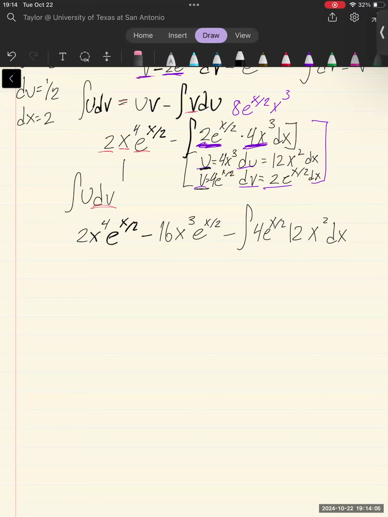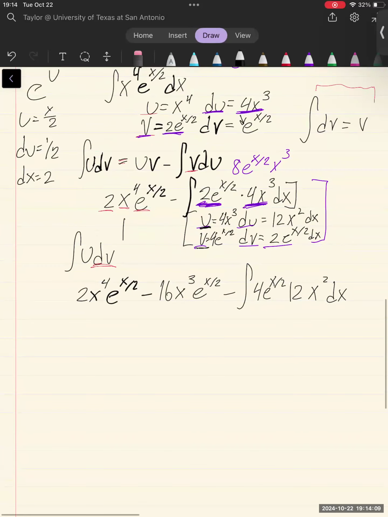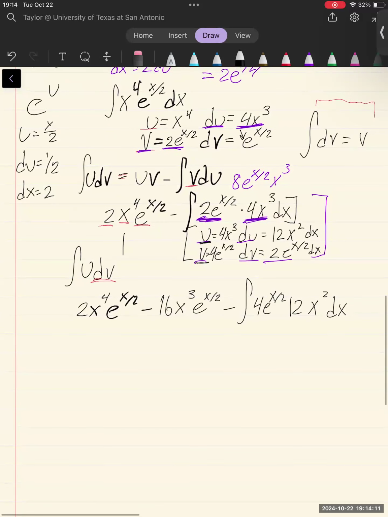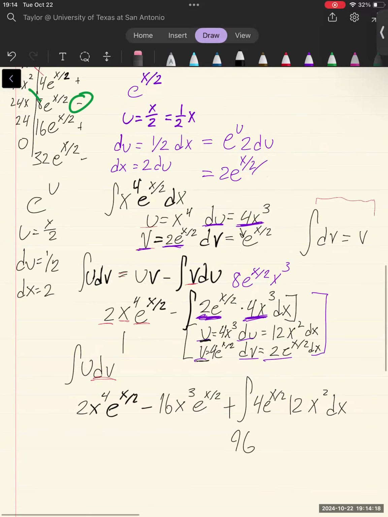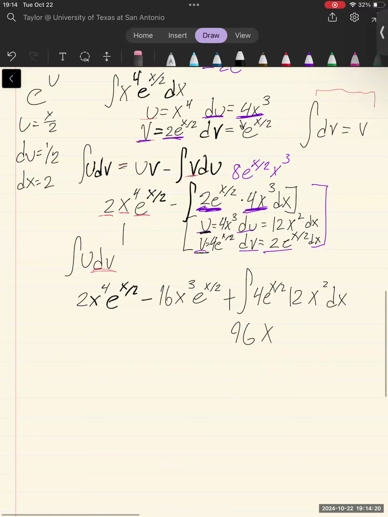plus, minus, sorry. Yep, plus 96. What was it? X squared e to the x over 2. Yep, that's correct. So this would be my next u. And then this would be my next dv.